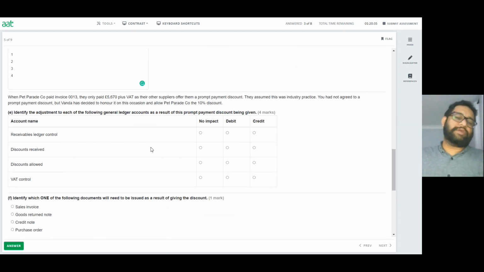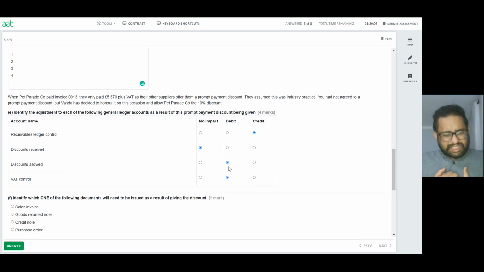They're asking you what accounts they're going to go to. Receivable ledger control account will have a credit entry because when your customers pay you, and if they also take a prompt payment discount, they all go on the credit side because it reduces the money the customer owes us. Discount received has no impact because we didn't receive the discount, we gave the discount to them. But if your receivable ledger control account is credit, these 2 accounts have to be a debit, because the discount allowed is an expense to the business.